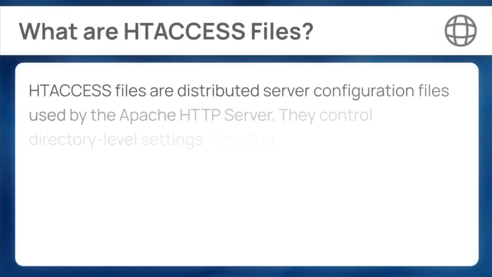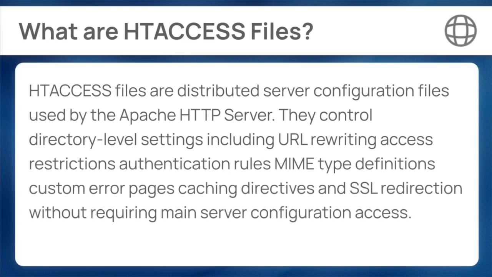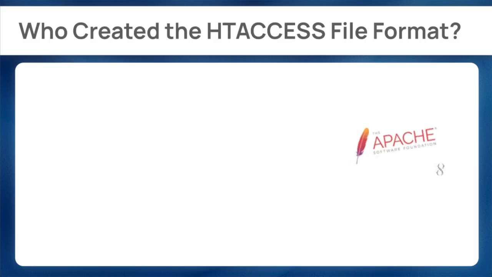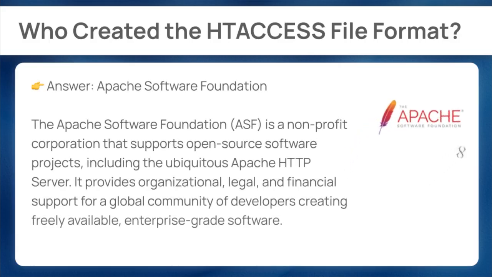.htaccess files are distributed server configuration files used by the Apache HTTP Server. They control directory-level settings including URL rewriting, access restrictions, authentication rules, MIME type definitions, custom error pages, caching directives, and SSL redirection without requiring main server configuration access.